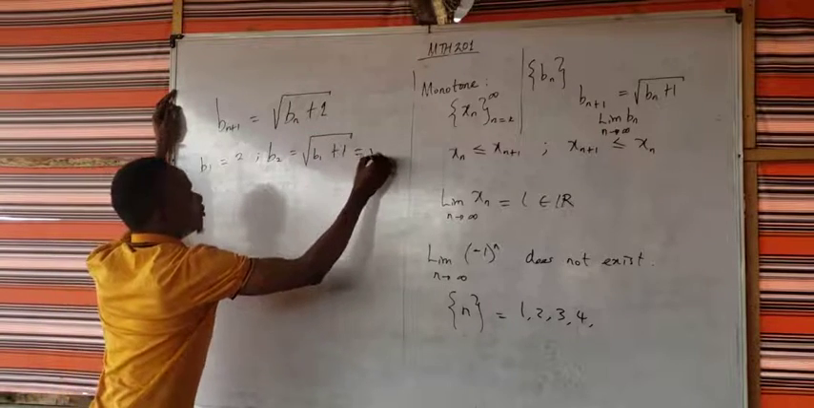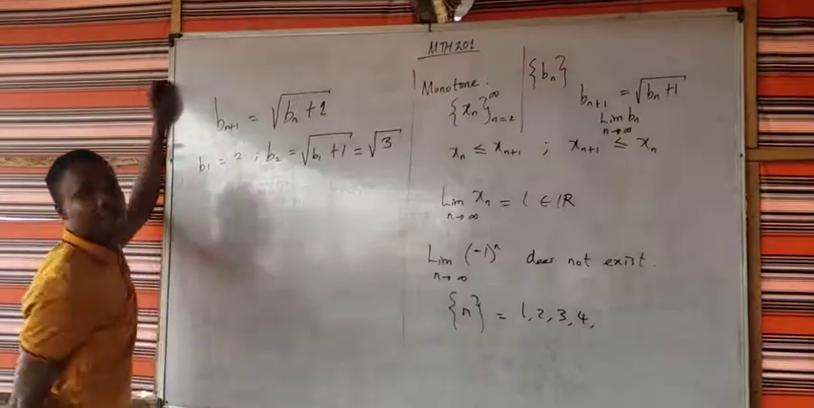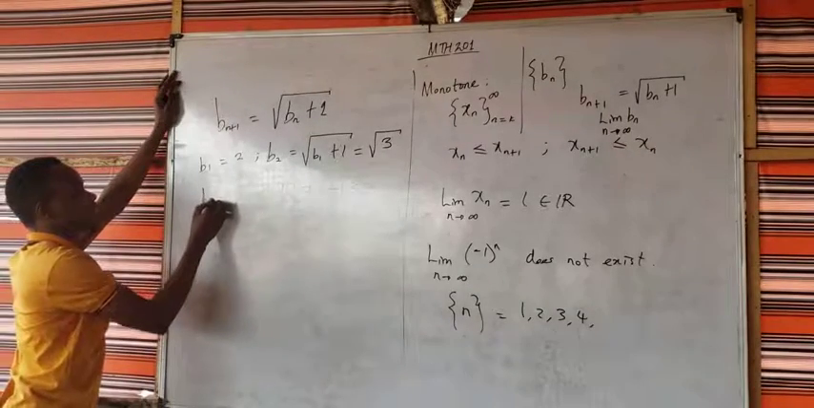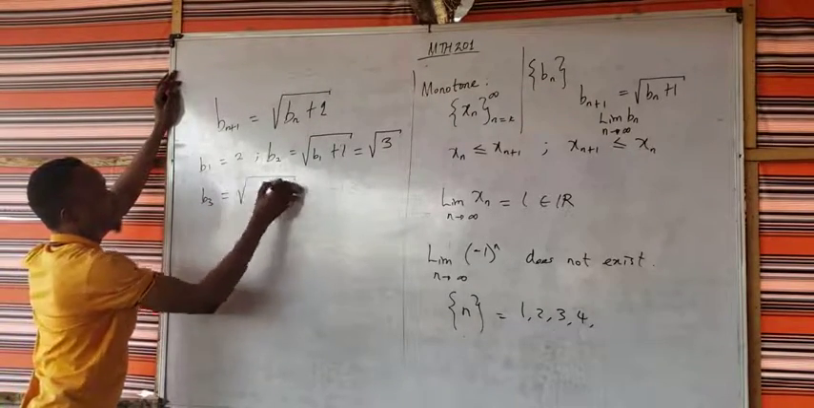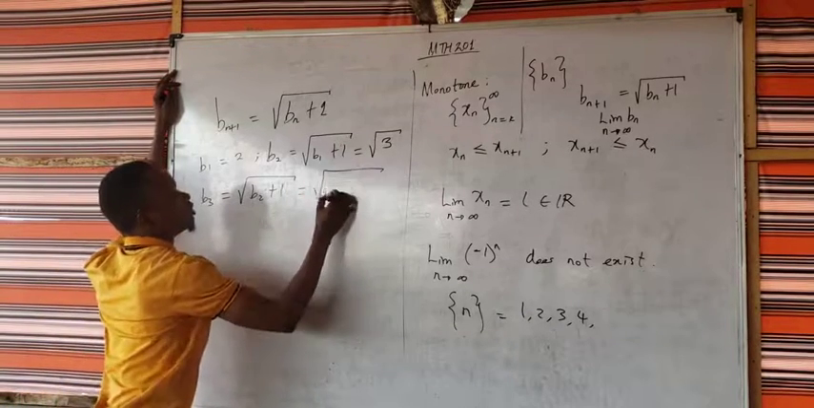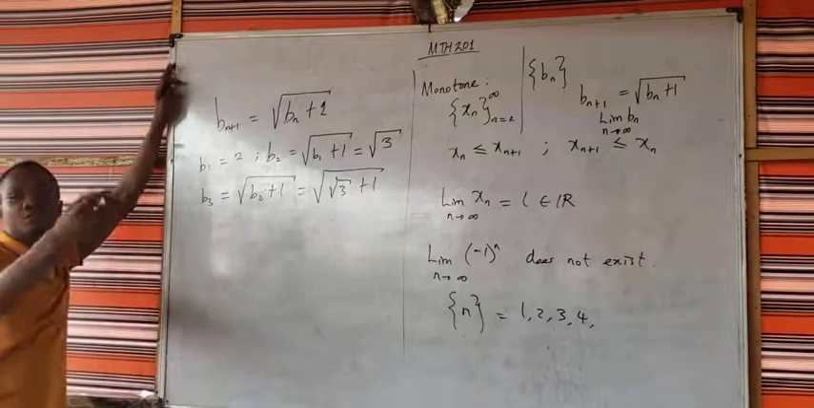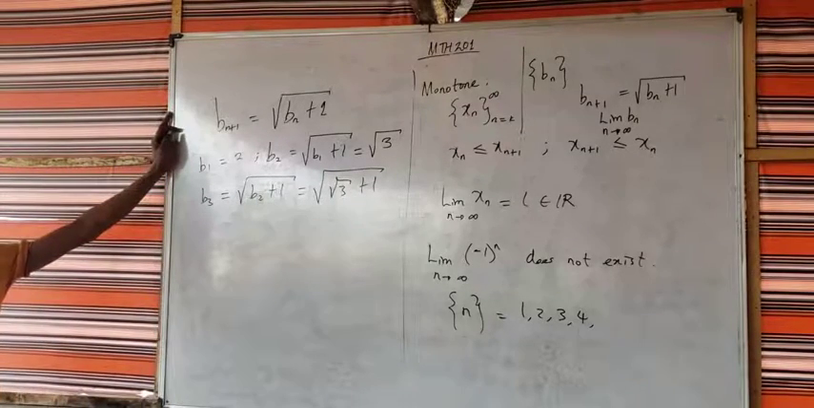That means the next term will be the square root of 2 plus 1, which is 3. Is that clear? And then if you want to get the next one, b3, it will be equal to the square root of b2 plus 1. That will be the square root of root 3 plus 1. Does it make sense? And then it follows that pattern on and on.